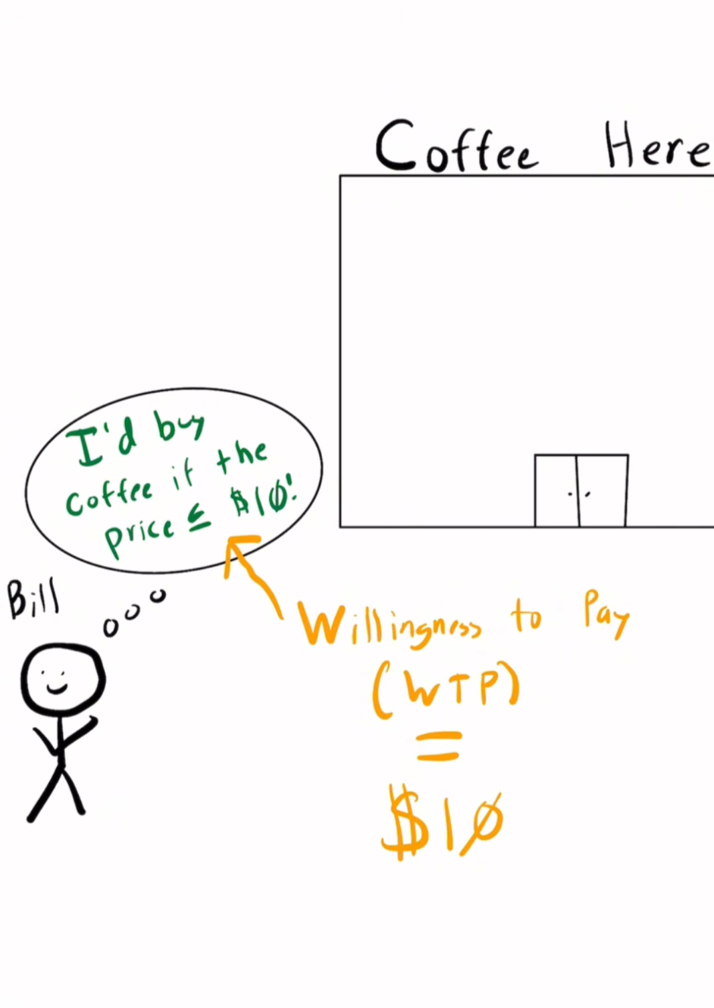Well, if you imagine Bill, who's walking into a coffee shop to get coffee, before he sees the price, maybe he says that he would buy coffee if the price is less than or equal to $10. So that $10 is going to be Bill's willingness to pay for coffee.